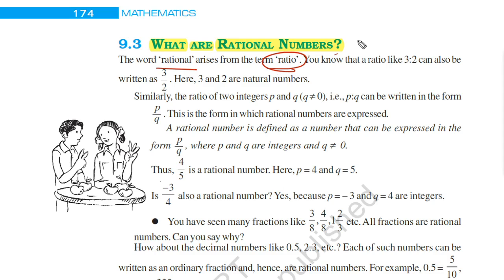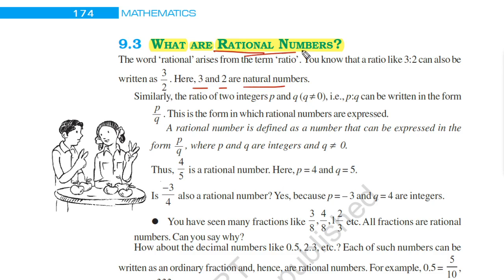So for example, we can write a ratio like 3:2, and you know that 3:2 can also be written in the form of 3/2. Here you can see that 3 and 2 are both natural numbers. Now we'll move to what a rational number is.